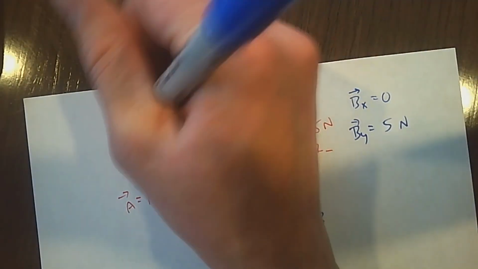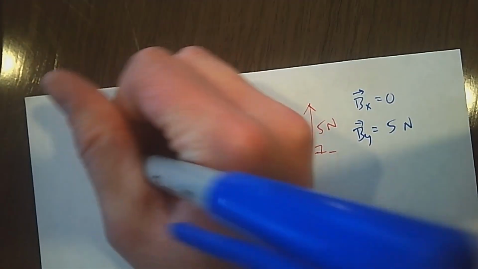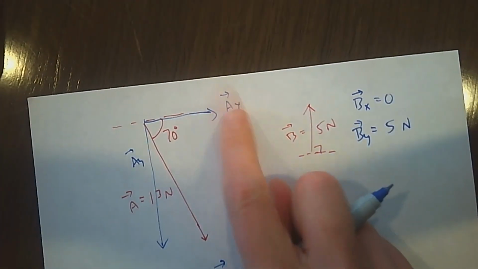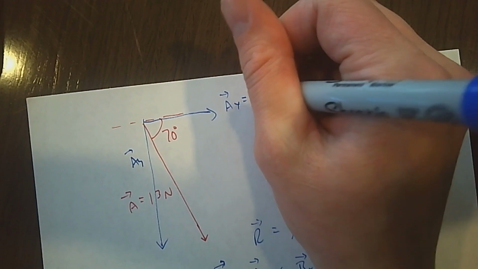Over here, the x component of A looks like this, and the y component of A looks like this. And the x component of A would be found by doing 13 cosine 70.